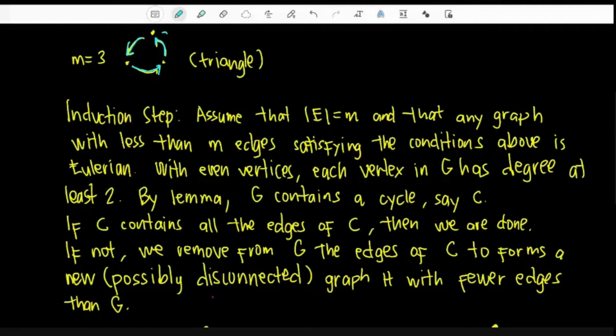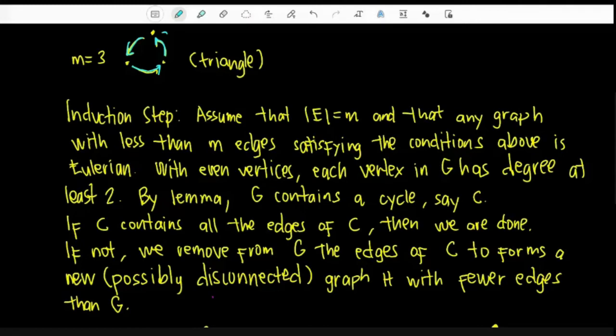Now, with even vertices, each vertex in G has degree at least 2, right? So by lemma, G contains a cycle. Because our lemma says that every time the degree of your vertices is at least 2, you can automatically form a cycle. And G satisfied that condition, right? Its degrees are even, so that means it's at least 2. So by lemma, G contains a cycle.